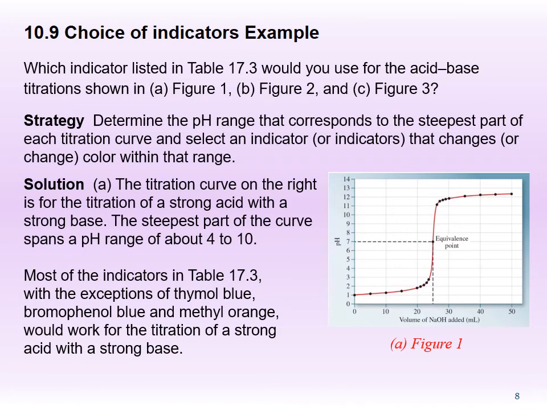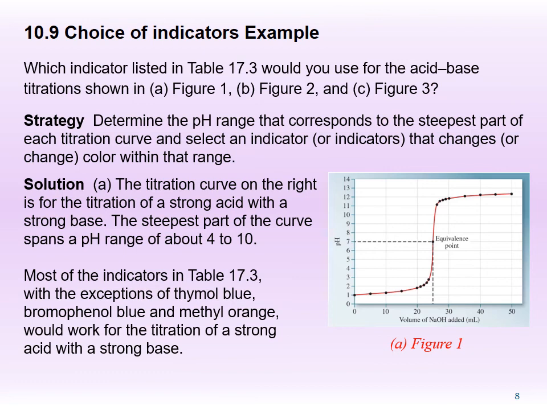Here are examples. Which indicator listed in Table 17.3 would you use for the acid-base titrations shown in Figures 1, 2, and 3? Determine the pH range that corresponds to the steepest part of each titration curve and select an indicator or indicators that change color within that range.